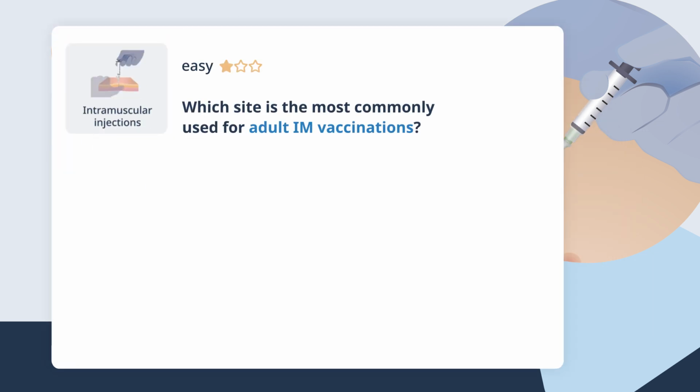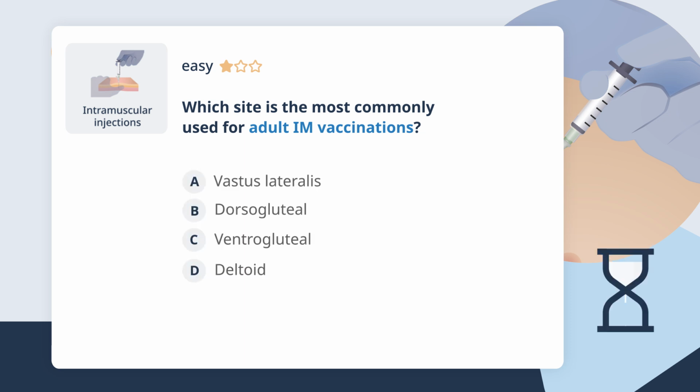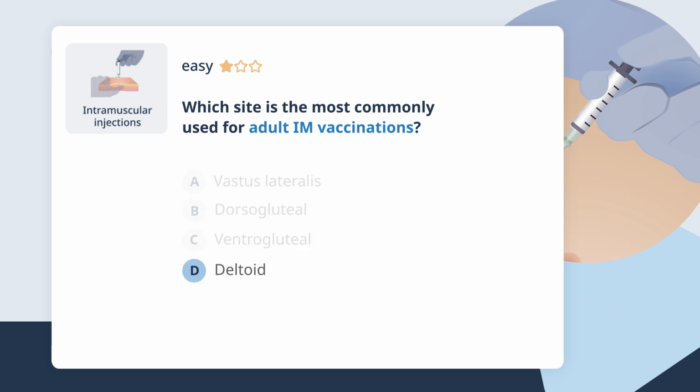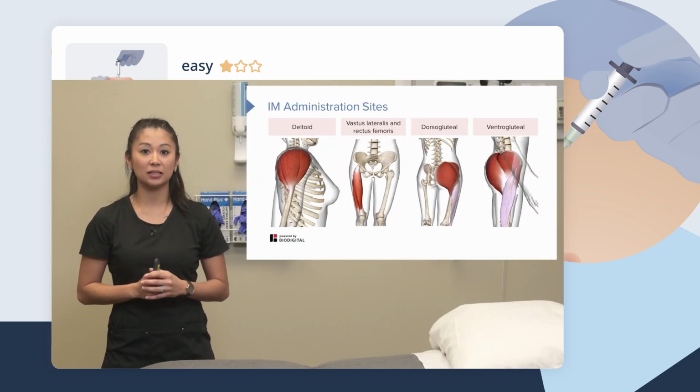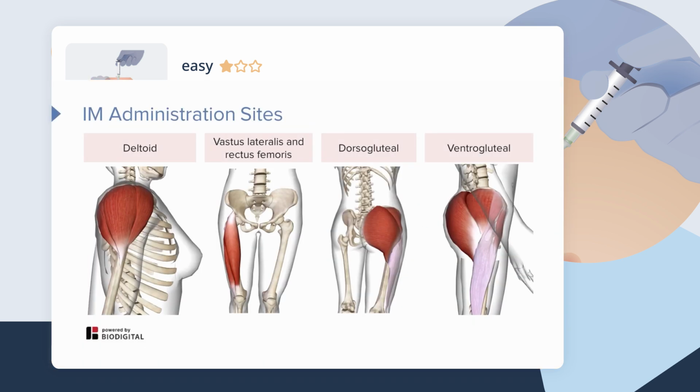Let's dive in. Which site is the most commonly used for adult intramuscular vaccinations? Now let's look at the various IM administration sites. So as you can see here, we have choices. Deltoid in the arm is one. This is the most common injection site and relatively safe. So much of your vaccinations, you've probably even gotten one, is in the deltoid.